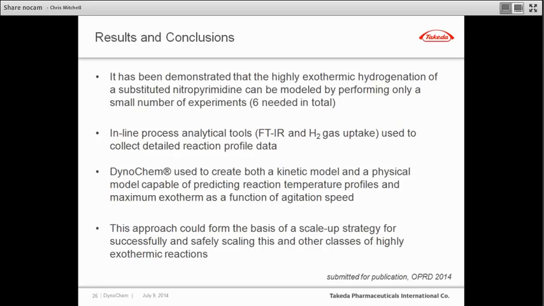And at this point, I will point out that this work has been written up into a paper in greater detail and submitted to OPRD, where it's currently in review.